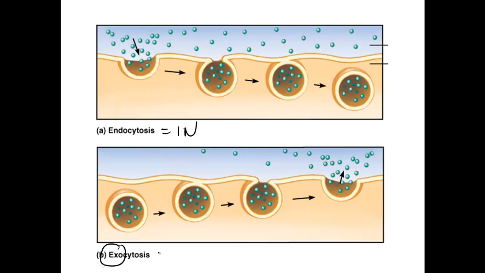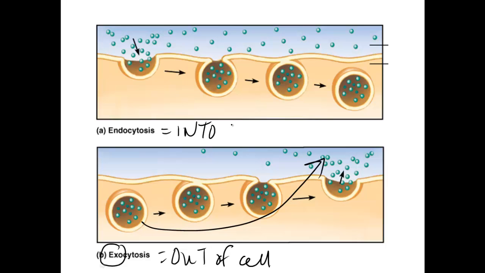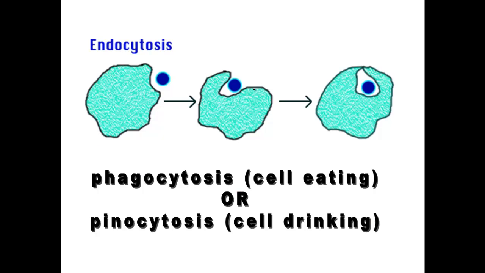Endocytosis, you can think, means in. Exo means out, just like an exit sign. So if you're taking a vesicle and dumping the contents outside the cell, it's exocytosis. Bringing contents in the cell, that's endocytosis. There's two types of endocytosis.